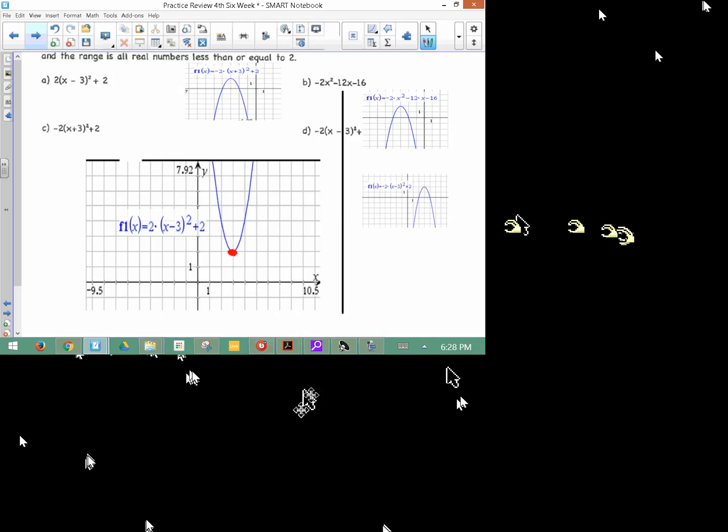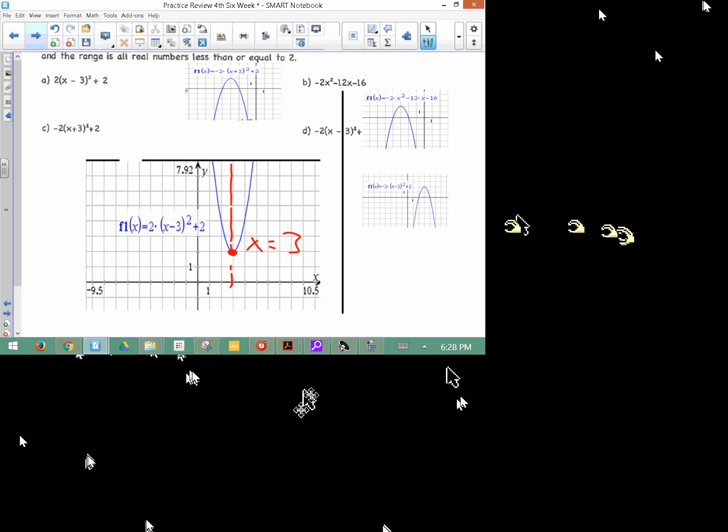And the axis of symmetry which goes through the vertex is this line right here. Well, that's definitely x equals 3. So far it's looking pretty good. But if I look at the range, remember the range is the y values in the function. If I look at the y values in this function, this is a minimum. The vertex is at a minimum, and the minimum y value is 2.